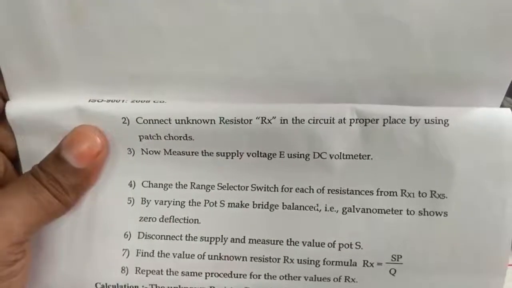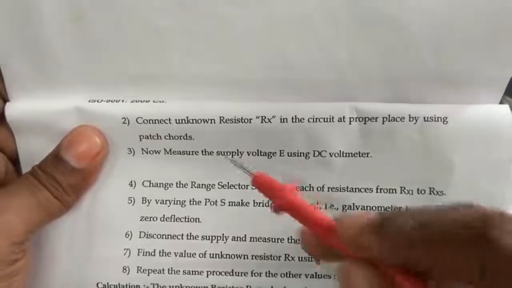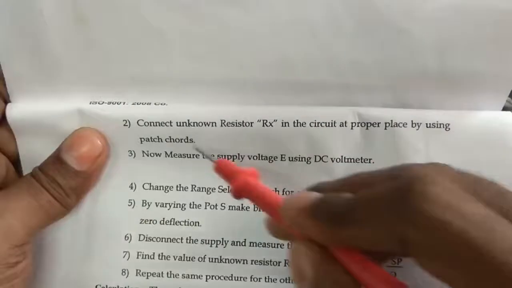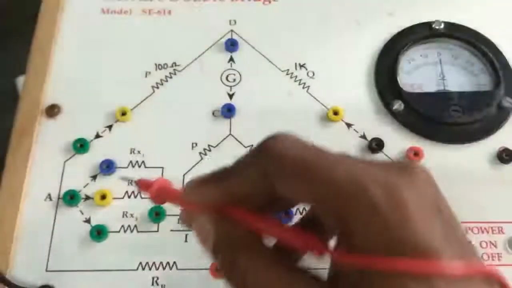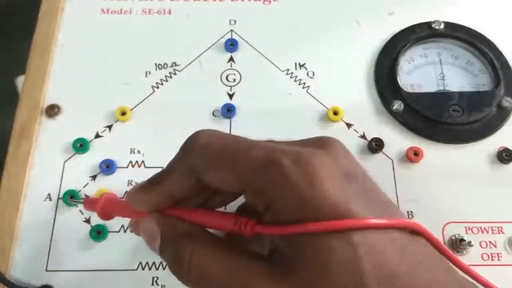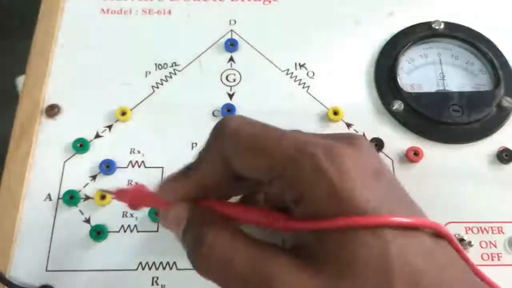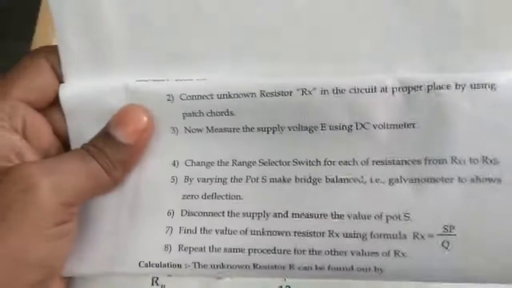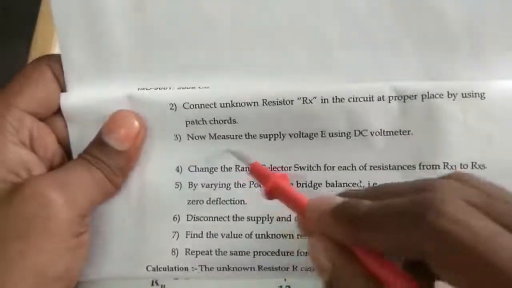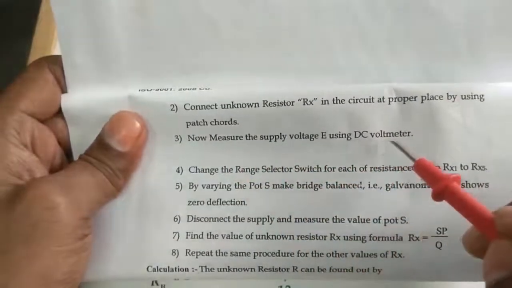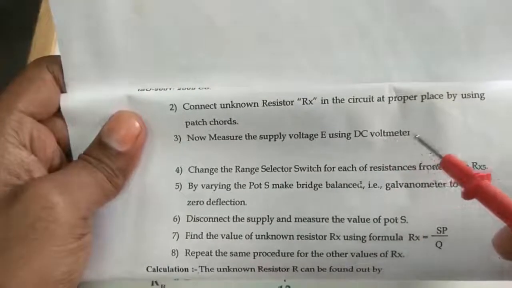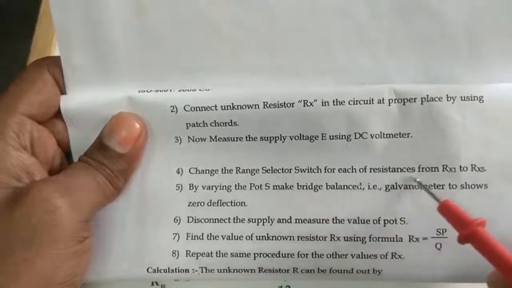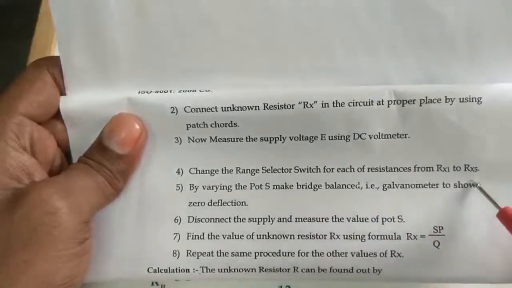We will do the connection as per the circuit diagram. We will connect the unknown resistor Rx in the circuit at the proper place using the patch cord. First Rx1, second Rx2 and third Rx3. Second point is, now measure the supply voltage E using the DC voltmeter. Change the range selector switch for each of the resistances Rx1 to Rx3.